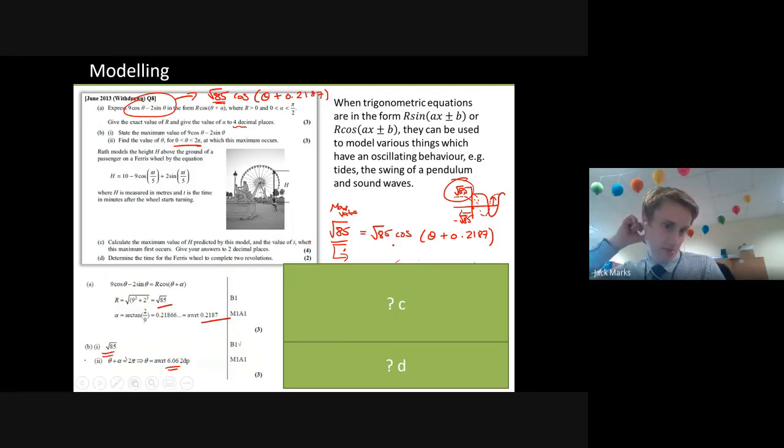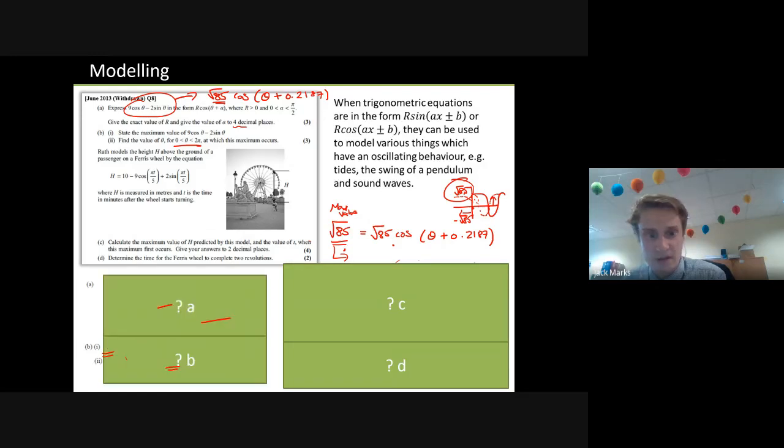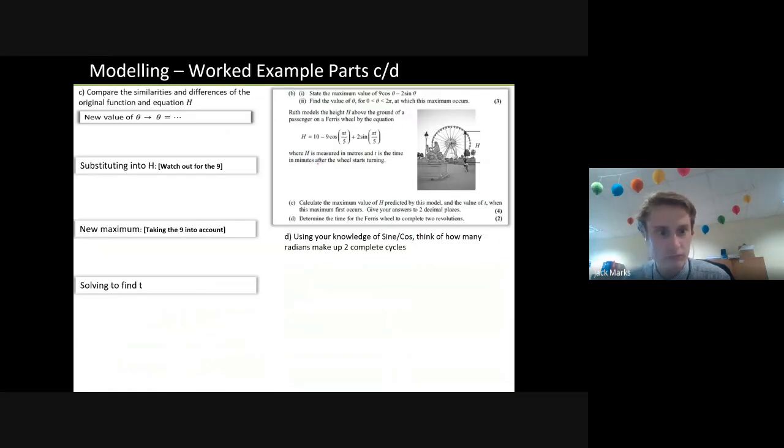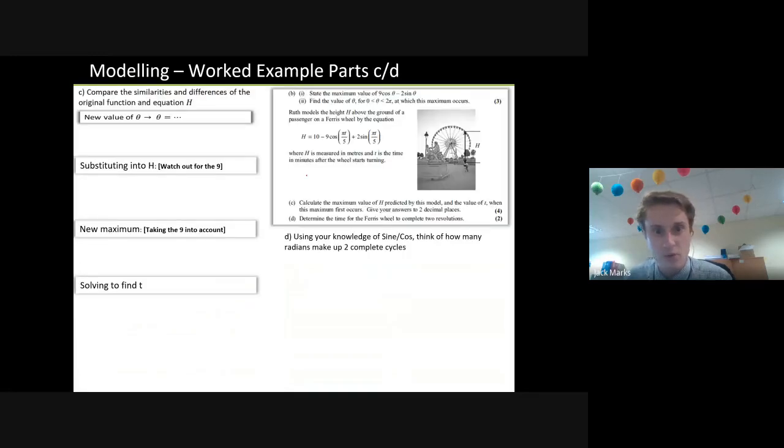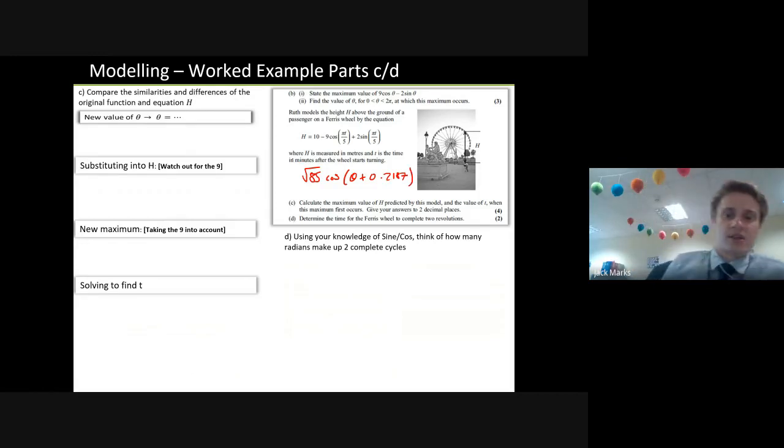So the first part of the modelling is really quite similar to what we've done so far. I want to focus on the other part then. So root 85 cos theta plus 0.2187, I think it was, but we're not really that fussed about this number right now. I want to talk about part C and part D.